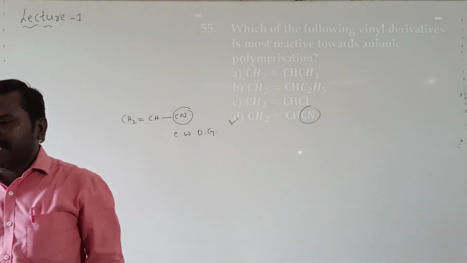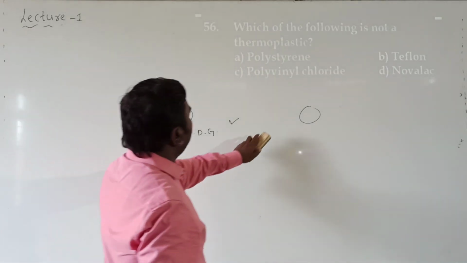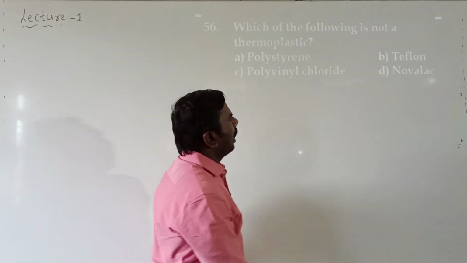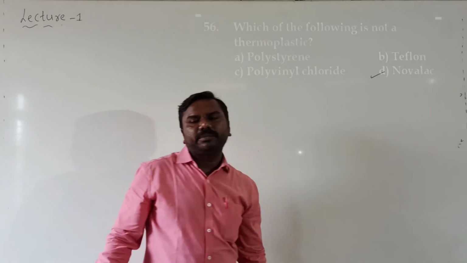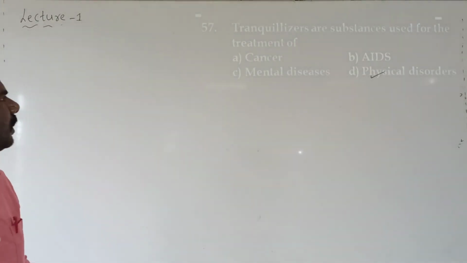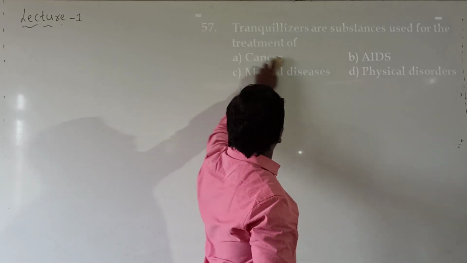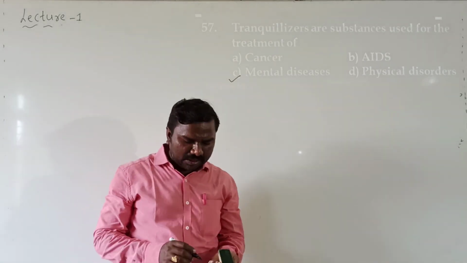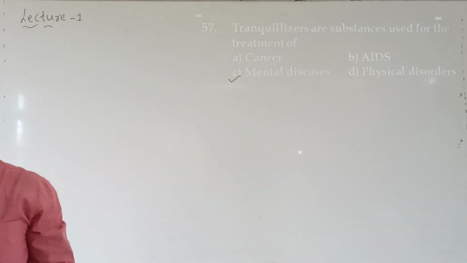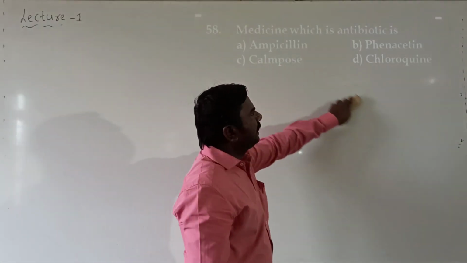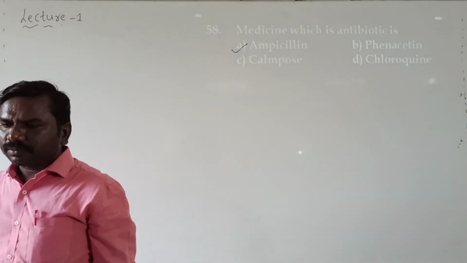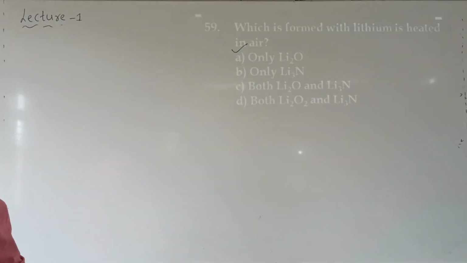Here it is. Next. Which of the following is not a thermoplastic polymer? Examples given. Novolac is not a thermoplastic polymer. Next. Tranquilizers are substances used for mental disease. It means mental confusion, mental disorder, like that. Medicine which is an antibiotic: ampicillin is an antibiotic. Right. Next.